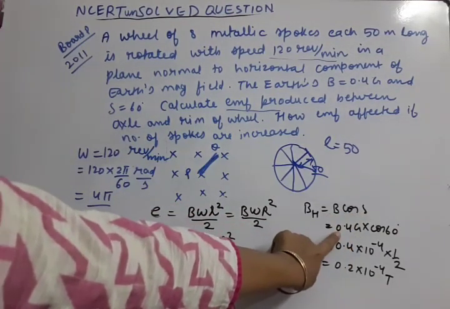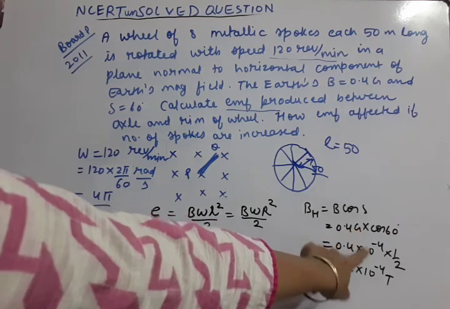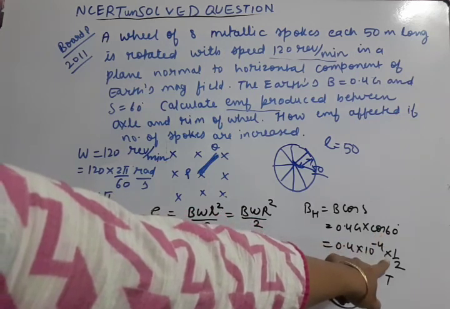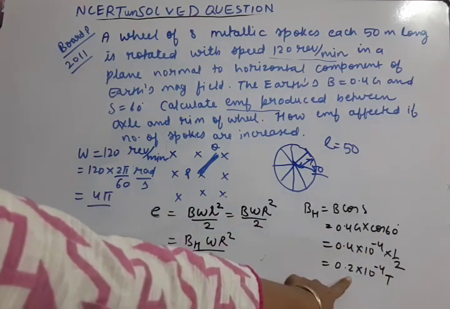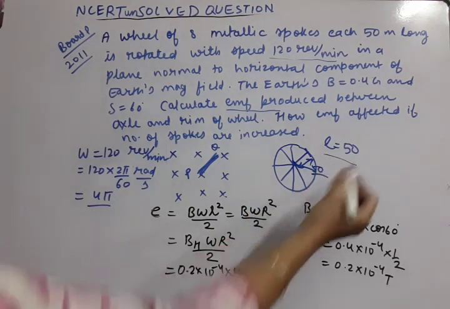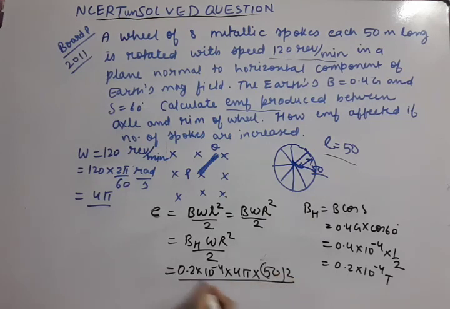B total is given 0.4 Gauss. We will convert it into Tesla by 10 raised to power minus 4. And delta, the dip angle, is 60 degree. So cos 60 is half. Finally the answer is 0.2 into 10 raised to power minus 4. This we are going to substitute here: 0.2 into 10 raised to power minus 4, omega is 4 pi, and R or length is 50 meter, so 50 square upon 2. This answer we have to calculate, and this way the induced EMF will come. So the answer is calculated. Just note down and understand these types of numericals.